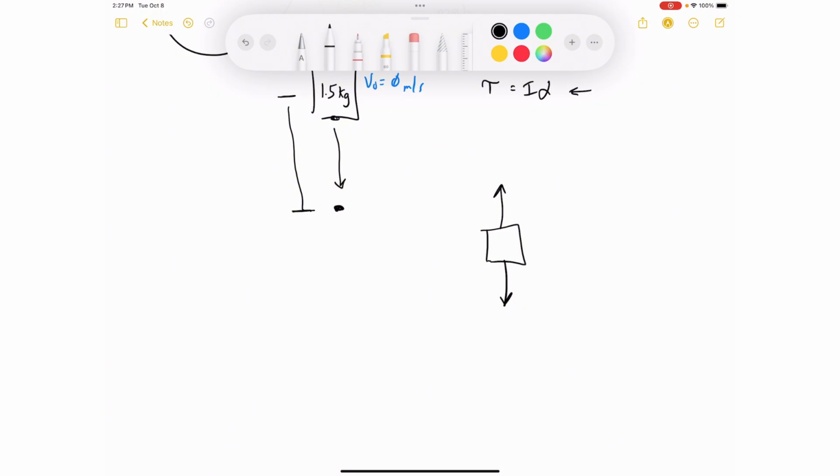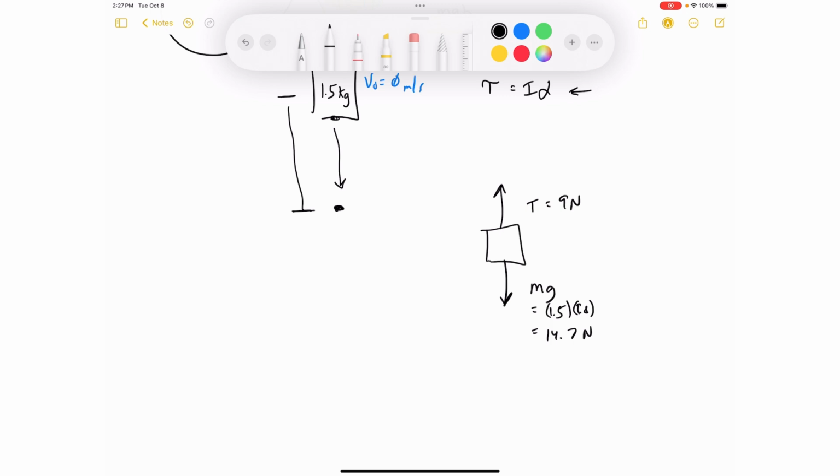So the forces pulling down on the block are mass and gravity. That's the force going down, and pulling up is T, the tension. Now the tension, it already gave it to us, which was 9 newtons. And on the bottom, it's mass, which is 1.5, times gravity, which is 9.8. All you have to do is multiply those two together, and you get 14.7.